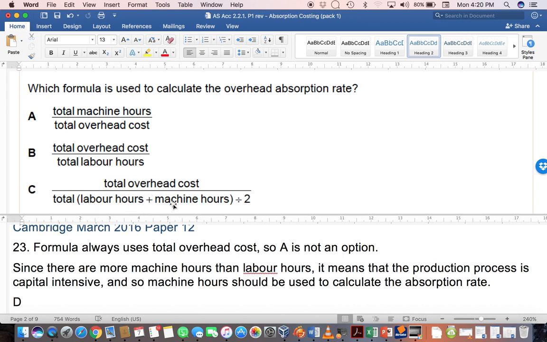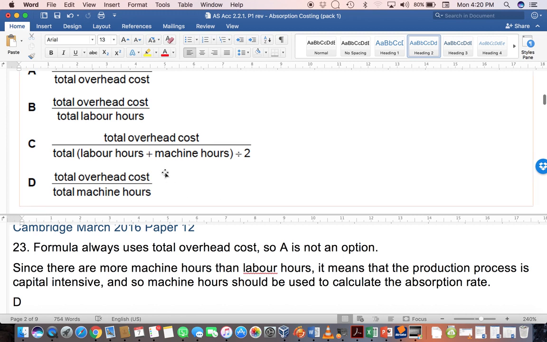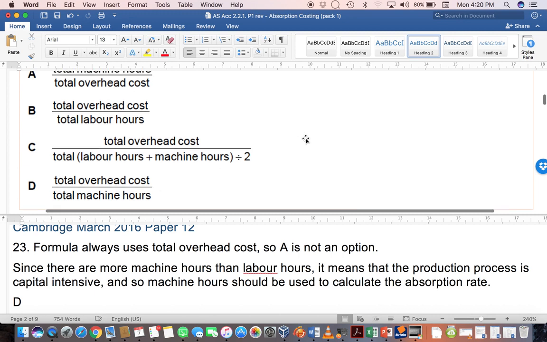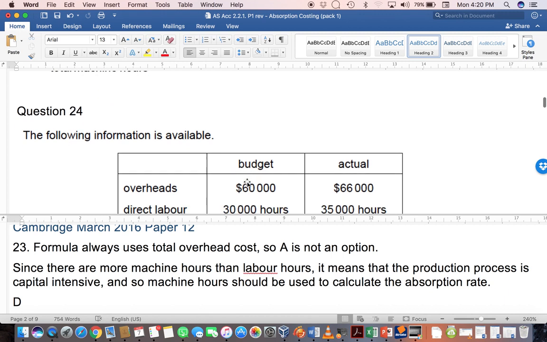Number C is quite an interesting idea. It takes both your labor hours and machine hours into account. However, this is actually more complex and wouldn't actually work in the long run, so we're not going to use C, as clever as it might look. D is the answer that we are looking for. We want to take the total overhead cost divided by the total machine hours because the business is capital intensive. So this is a very important thing to consider when you're deciding whether to use your machine hours or your labor hours. Simply have a look and see which is the higher number of hours.